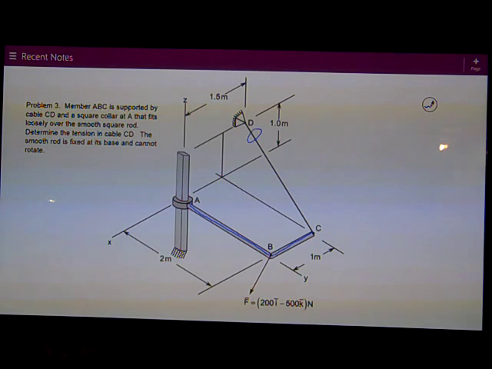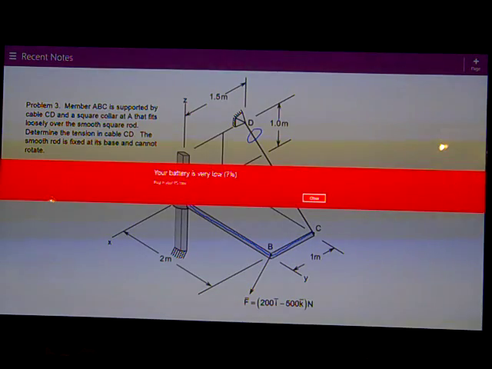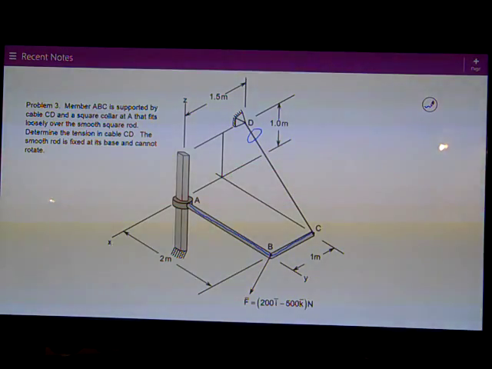Well, part of the analysis of this thing is setting up a free body diagram, and I need to see what forces the supports replace. Well, the tension in the cable is easy. I got to think about what's happening at the square collar at A. The only movement that collar permits is an up or down movement, and therefore that's the only reaction force that it doesn't provide.